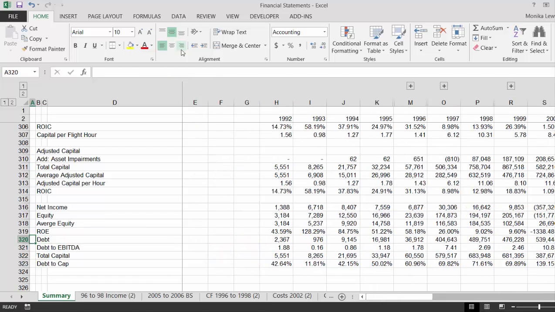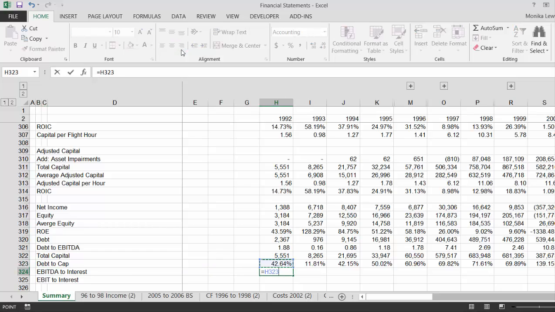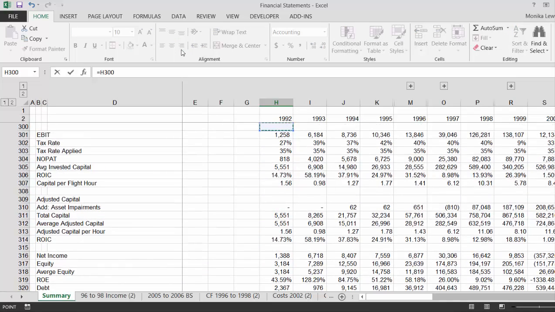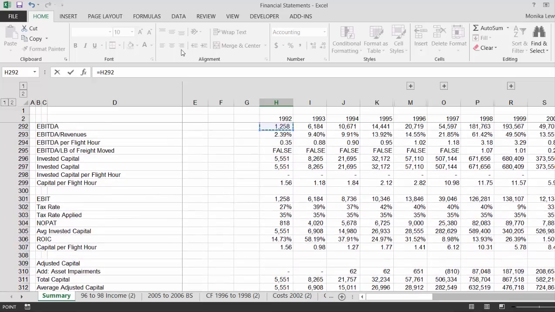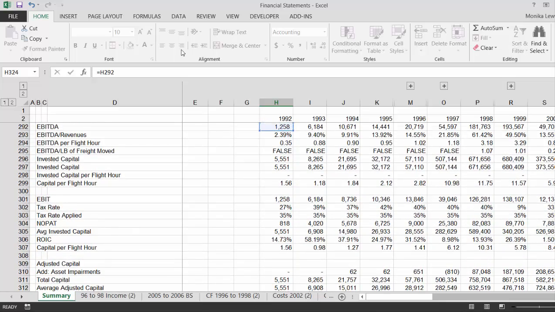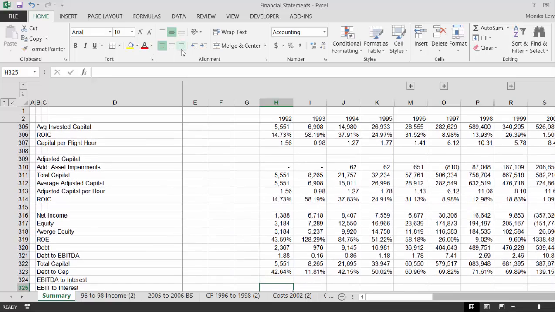And maybe the third ratio would be the EBITDA to interest, or the EBIT to interest. Now, when we compute this ratio, let's take the EBIT and divide it by the interest. Of course, I have to get the interest, so let's get that.